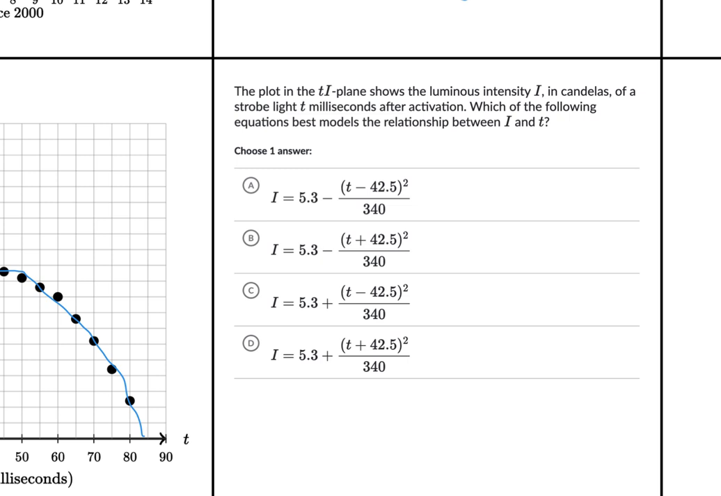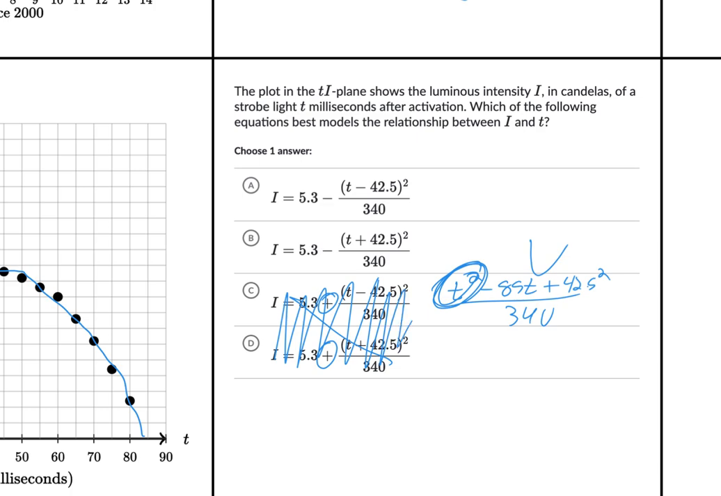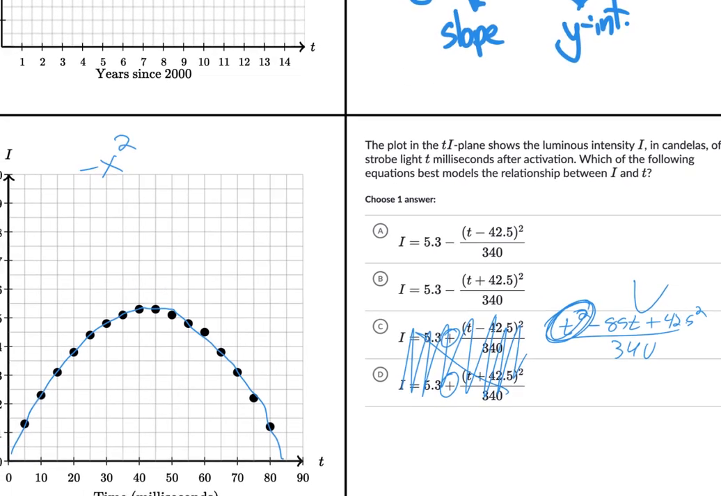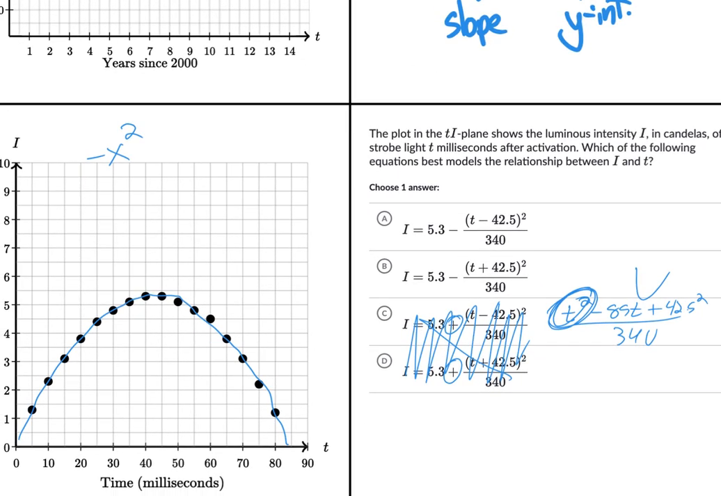If I were to square this, I would have t squared minus 85t plus some, well, we'll say 42.5t squared over 340. The key point is here, this is positive. And so with these two additions before them, this would be a positive t and would have a parabola that opens upwards, so it's not these bottom two. And so I look at the other one, and I have a negative in front.